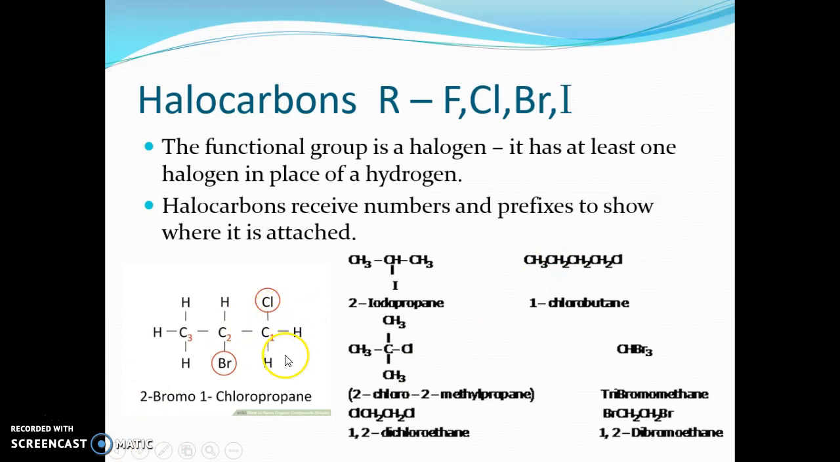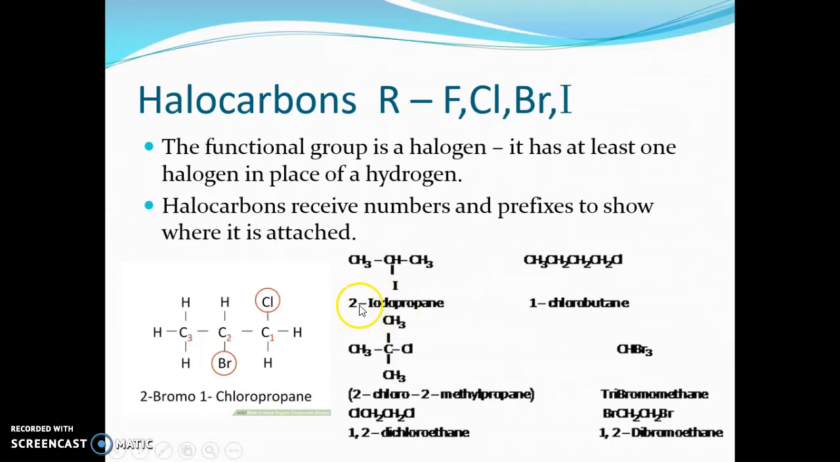So this one, I've got 4 carbons in the chain. Chlorine is on the first. Bromine is on the second. Remember, you always start numbering from the side that the functional groups are closest to. So 1-chloro, 2-bromo. Name-wise, it goes in alphabetical order. So bromine, followed by chlorine, followed by fluorine, followed by iodine.